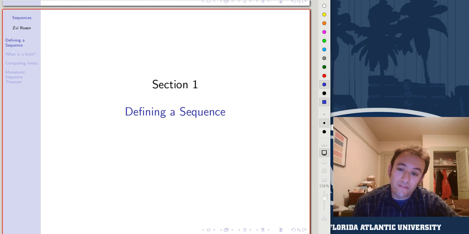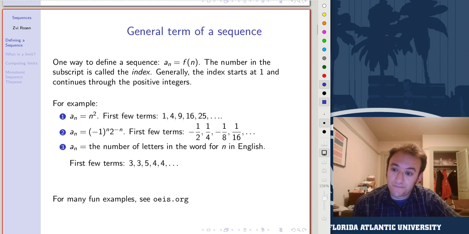We'll start with defining a sequence. One way to define a sequence is by saying a_n equals f of n, and this gives us the general term of a sequence. The number in the subscript is called the index. Generally, the index starts at 1 and continues through the positive integers.